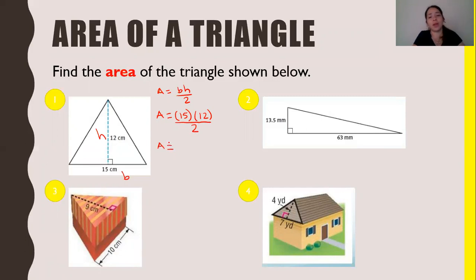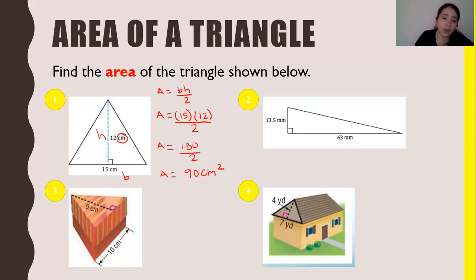So I multiply 15 times 12. That gives me 180, again divided by 2. And then 180 divided by 2 gives me 90. Now, let me make sure to include the units. It's centimeters, and remember, anything with area is centimeters squared. That is my final answer.